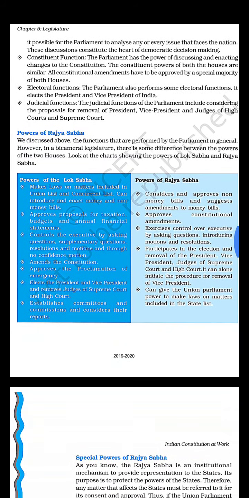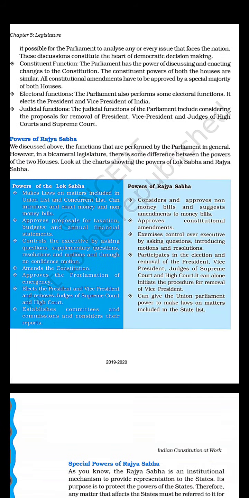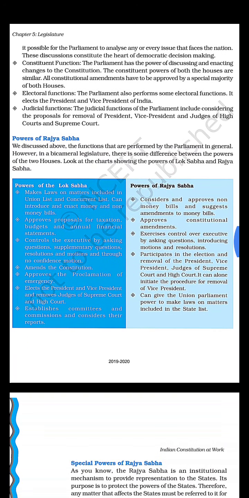Approve the proclamation of emergency. Clear? Elect the President and Vice President, and remove judges of the Supreme Court and High Court. Establish committees and commissions and consider their reports. Now, powers of Rajya Sabha: consider and approve non-money bills and suggest amendments to money bills.